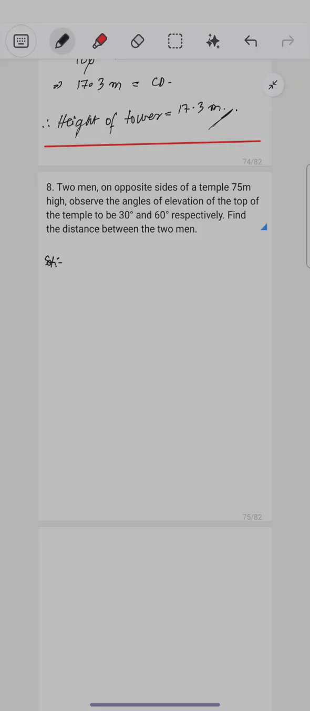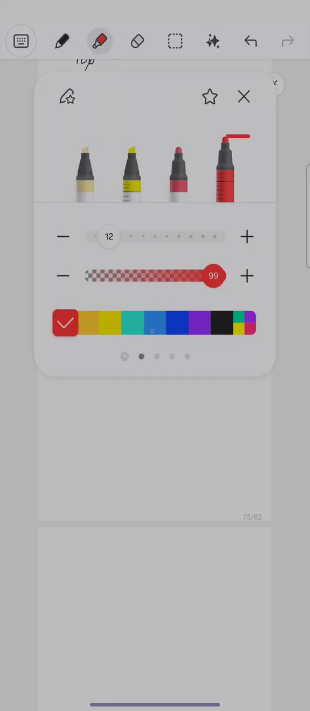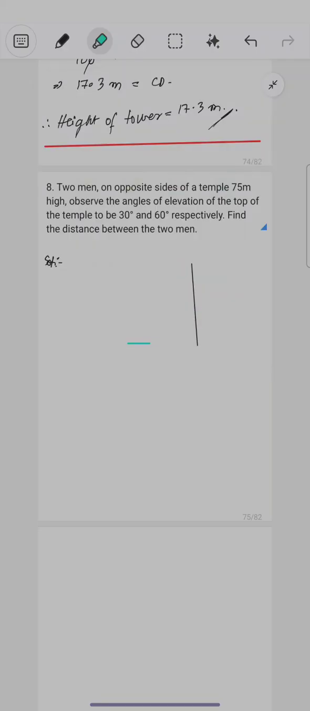Two men on opposite side of a temple observe the angle of elevation of the top of the temple as 30 degree and 60 degree. Let's say the temple is AC, and the two men are at B and D. Height of the temple is 75 meter. Find the distance between the two men.